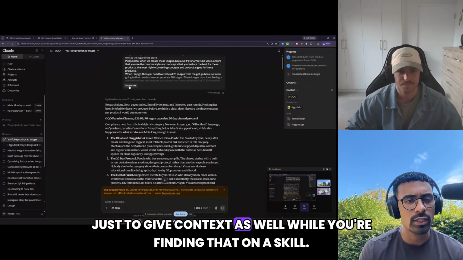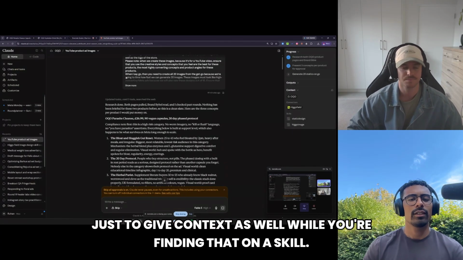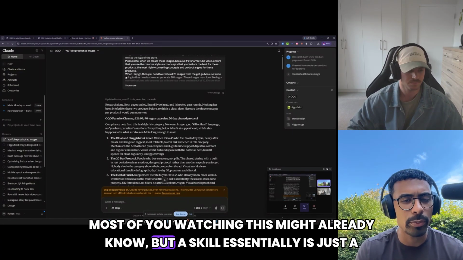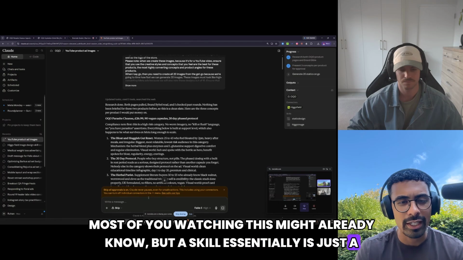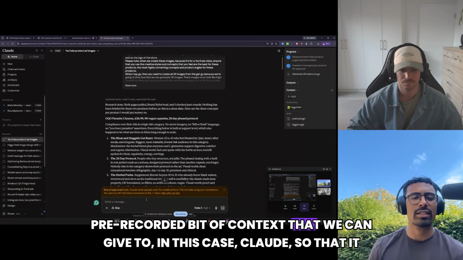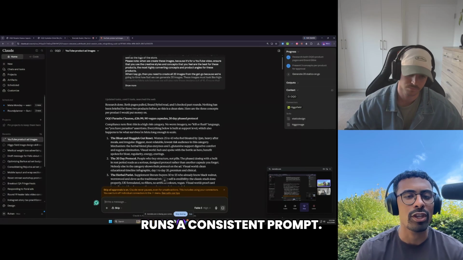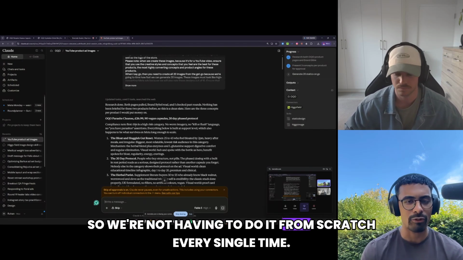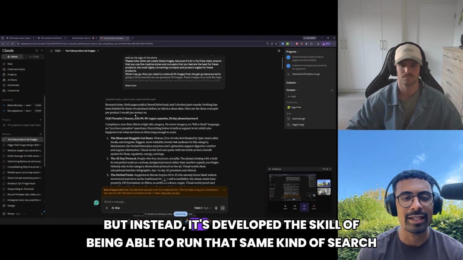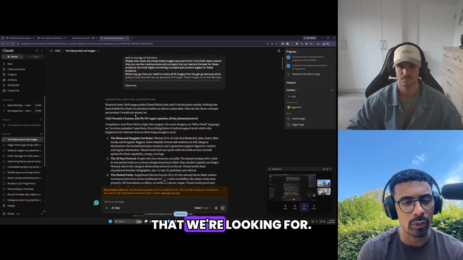Just to give context as well, most of you watching this might already know, but a skill essentially is just a pre-recorded bit of context that we can give to, in this case, Claude, so that it runs a consistent prompt. So we're not having to do it from scratch every single time, but instead it's developed the skill of being able to run that same kind of search that we're looking for.